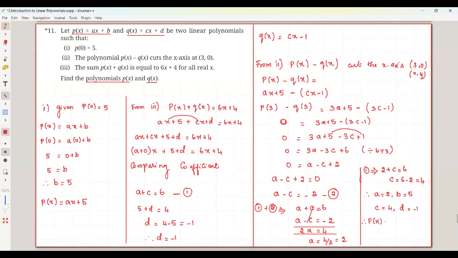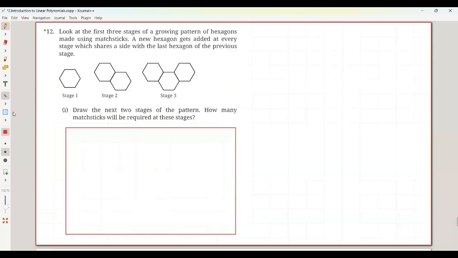So P of X is equal to AX plus B. AX means 2X, plus B value is 5, so 2X plus 5. Q of X is CX plus D. C value is 4, so 4X plus D, and D value is -1, so 4X minus 1.